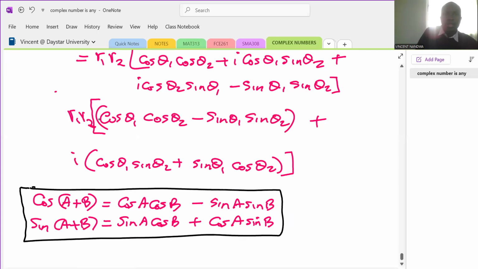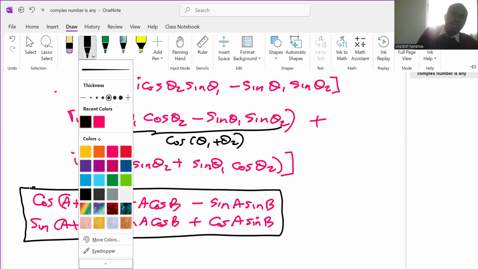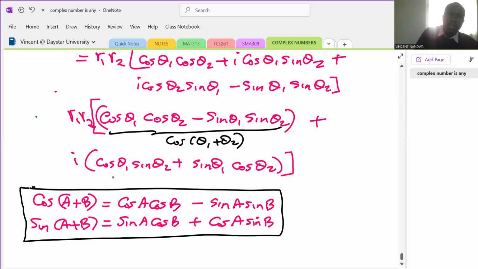So the structure here, in this first part, takes exactly the same structure as cos of A plus B. So this is simply cosine of theta 1 plus theta 2, where A is theta 1 and B is theta 2. And when you check the second part, this one is taking the same structure as sine A plus B. So this will be sine of theta 1 plus theta 2.